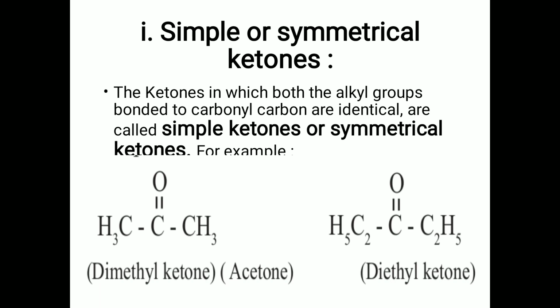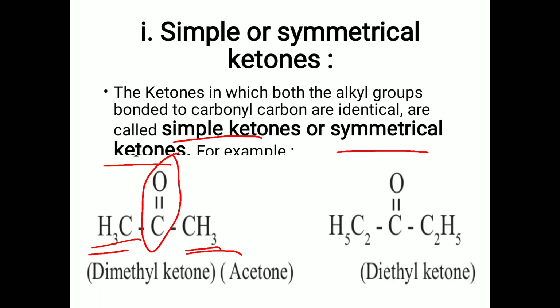Now first of all, we study the simple ketones, or symmetrical ketones. The ketones in which both the alkyl groups, that is the two R groups bonded to the carbonyl carbon, are identical, that means they are the same, are known as simple ketones or symmetrical ketones. For example, here this is the carbonyl carbon in which two alkyl groups are present, and both of these alkyl groups are CH3, that is methyl group. So the name is dimethyl ketone or acetone.